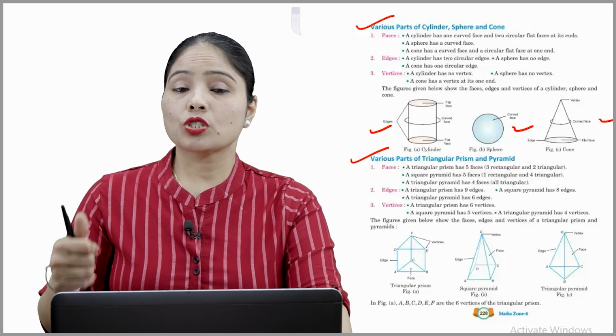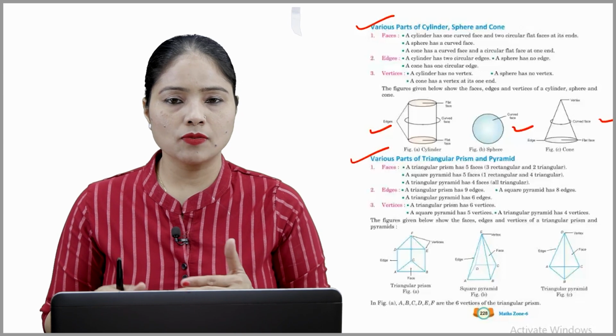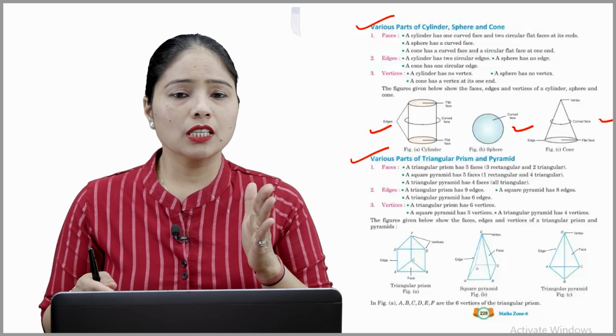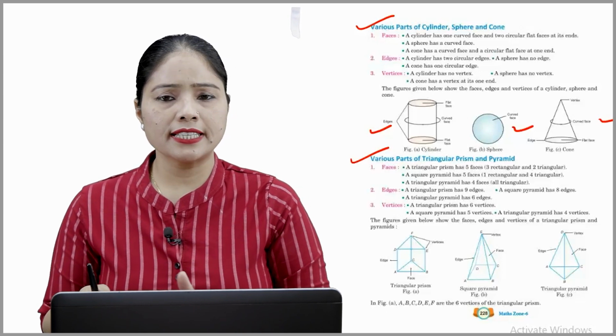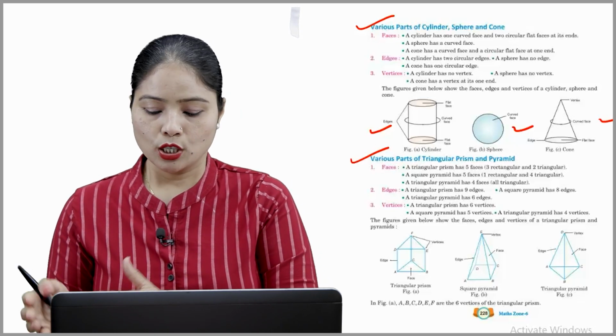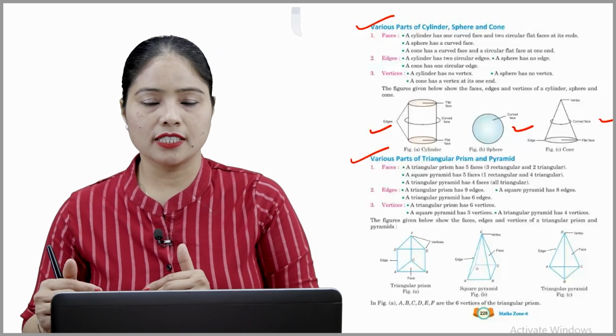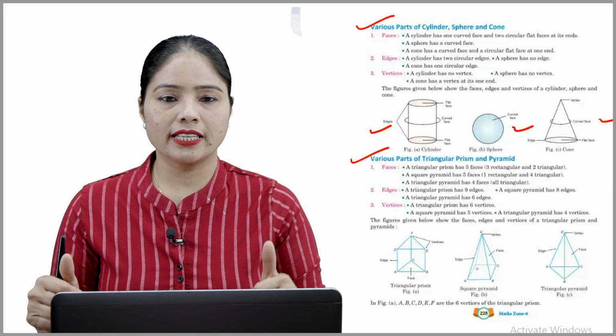Okay बेटा, उसके बाद आता है हमारा vertices. A triangular prism has 6 vertices. A square pyramid has 5 vertices. A triangular pyramid has 4 vertices. So these are the vertices, edges and faces. You just read and practice well.